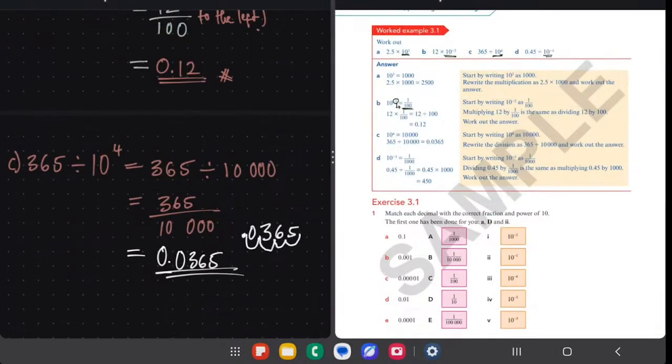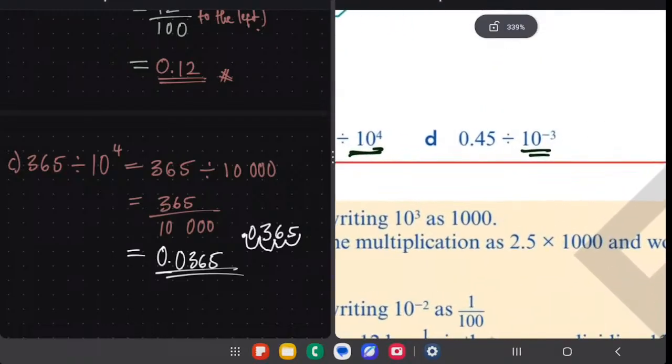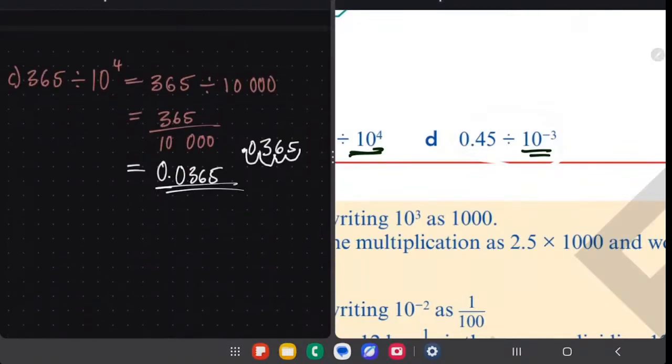Now let's do the last one, which is this one. 0.45 times 10 to the negative 3. Is it divided by? Let's do it. Part D. 0.45 divided by 10 to the negative 3. So basically, I hope you are beginning to see how to do this. There are 2 steps. The first step is you must know how to change this to a normal number. That's the first thing you do.